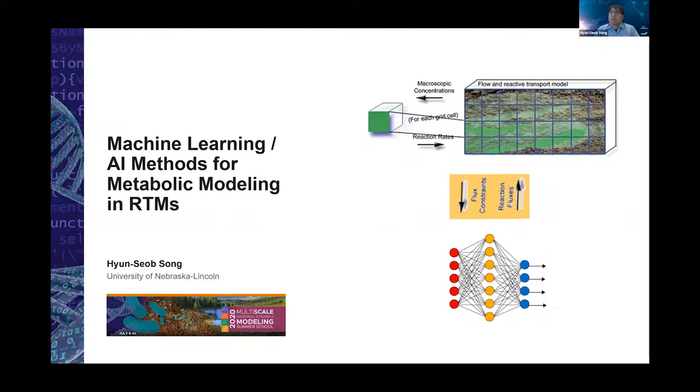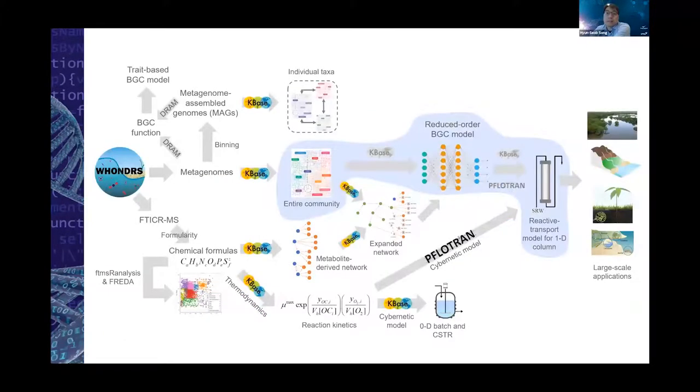Tim's talk and also Kewei's tutorial session really set up my talk nicely. Tim already mentioned that I'll be presenting the use of machine learning techniques as a tool for developing reduced order models to accelerate the computational speed in coupling with reactive transport models. This figure gives the idea of what I'm going to talk about and what my focus is today. This is an overview, and the highlighted shaded area represents the area that I'm going to cover in this talk.